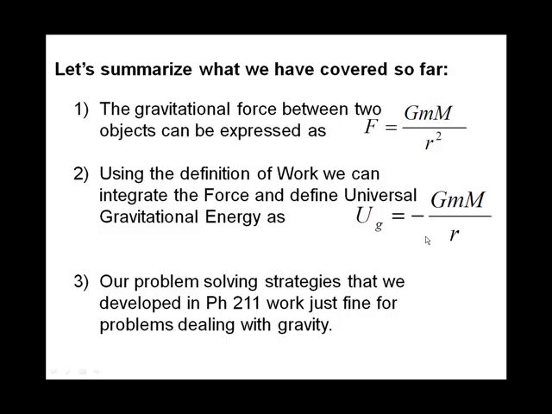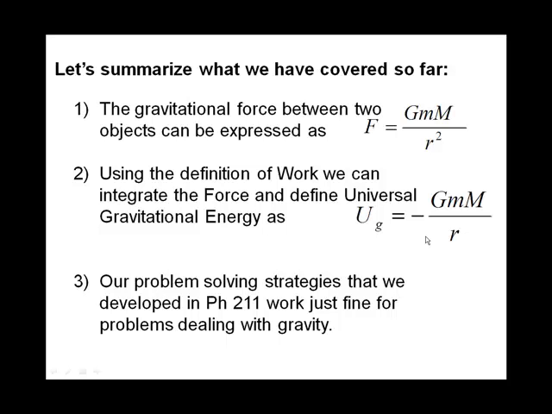First of all, we learned a little bit about what Newton discovered about how the universe works. It appears that the gravitational force between two objects can be expressed as G m M over r squared, where the magnitude of that force is proportional to the product of the two masses of the objects in question, and inversely proportional to the square of the distance between them.